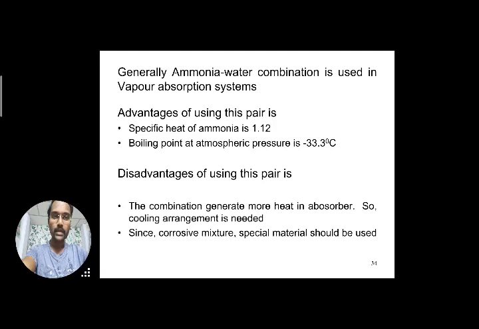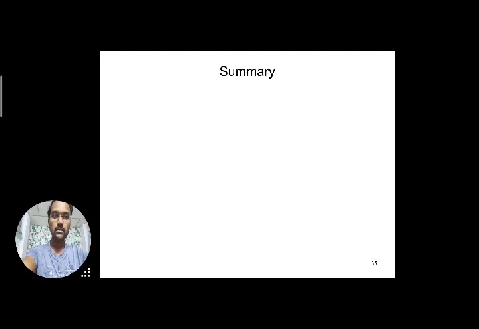Since it is a corrosive mixture, special material should be used. So there is one disadvantage: the combination gives some little amount of corrosive nature, so special material for the pipes should be used. So this is regarding the desirable properties.